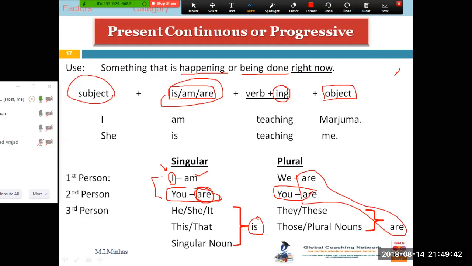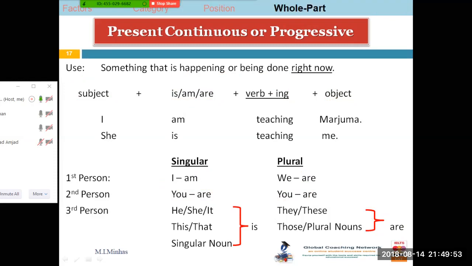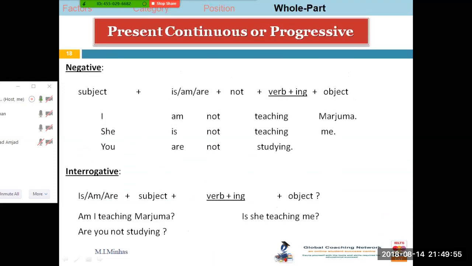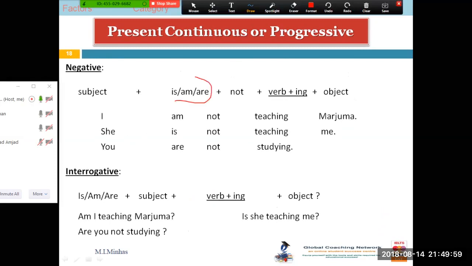Now this is an example. I am teaching Marjuma. She is teaching me. They are teaching us. Negative form is very simple for these kind of tenses. Whenever we have a helping verb like is, am, are, we simply add not with it and no other change in the sentence. I am not teaching. She is not teaching. You are not studying.